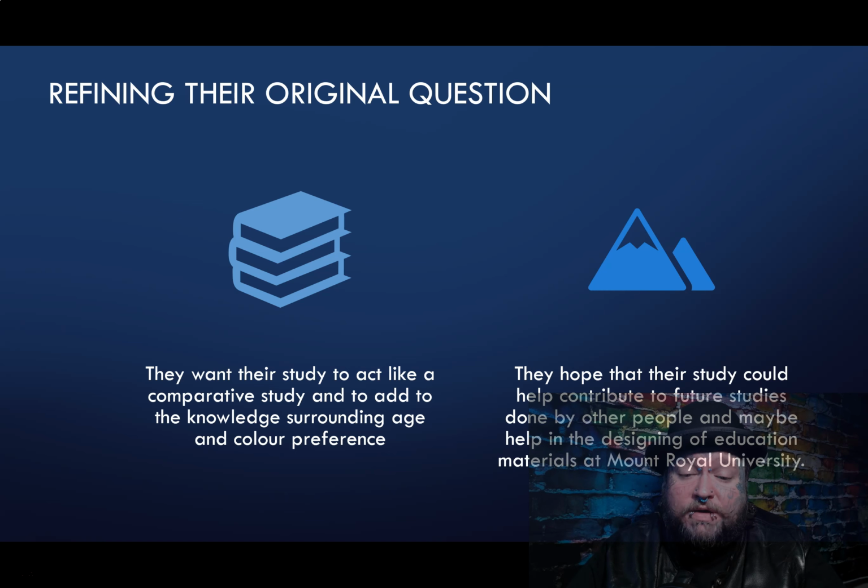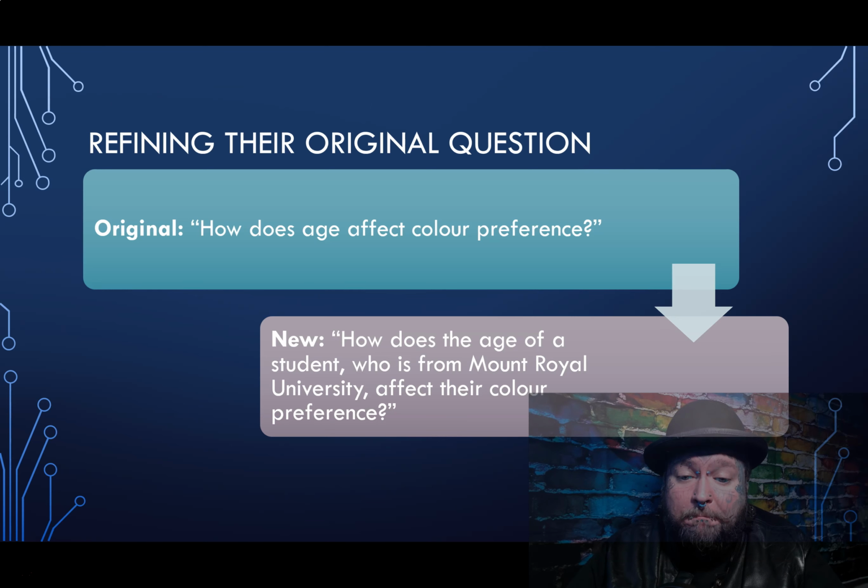But if possible, I could provide something else, someone else reads this and they can make different decisions backing that up. So when they look at their original question, they don't feel confident about asking the questions or hypothesis, but they're just like, well, whatever, ask a question, let's go from there, and it'll grow. They started with, how does age affect color preference? And based upon the background research, they decide before doing that that they're going to switch it around to being, how does the age of a student who is from Mount Royal University affect their color preference?